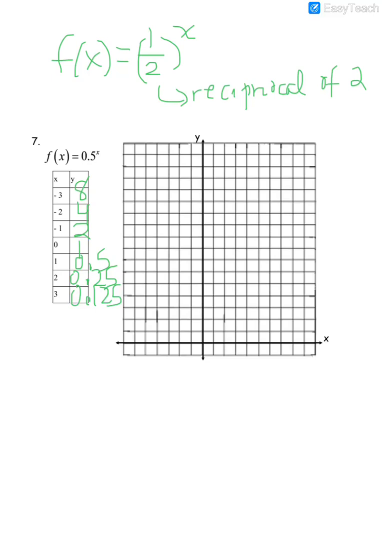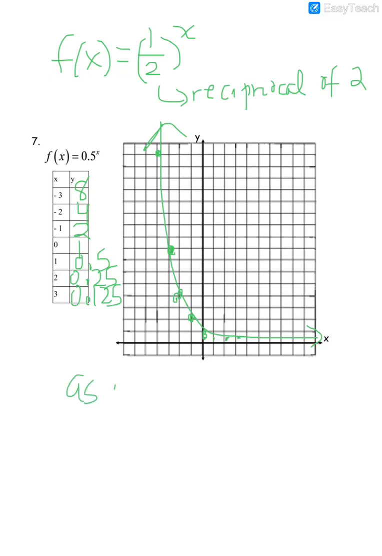So -3, 8, -2, 4, -1, 2, 0, 1, 1 is 1/2, 2 is 1/4, 3 is 1/8. So it's getting really close to the x-axis. What about -4? 16. I could throw one more in there. So again, it's getting really close to the x-axis, or y equals 0.